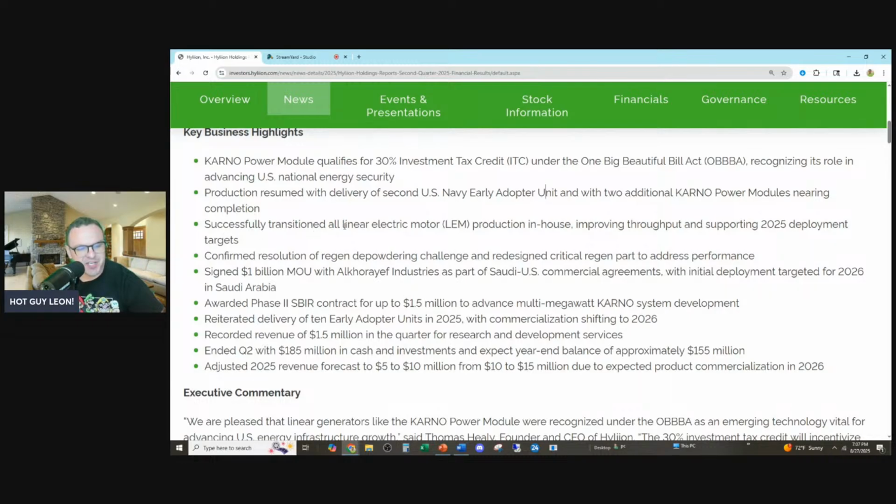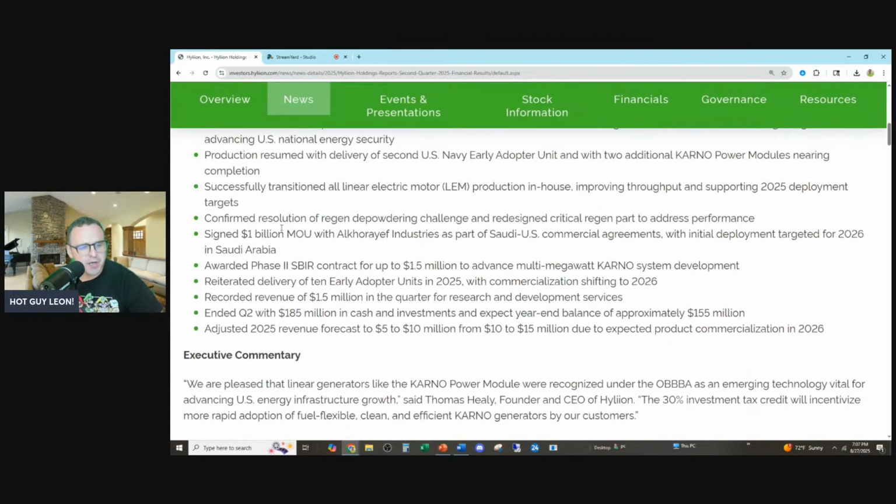Successfully transitioned all linear electric motor production in-house, improving throughput and supporting 2025 deployment targets. Confirm resolution of regen depowdering challenge. Wow, what? What is this? And redesigning critical regen part to address performance.